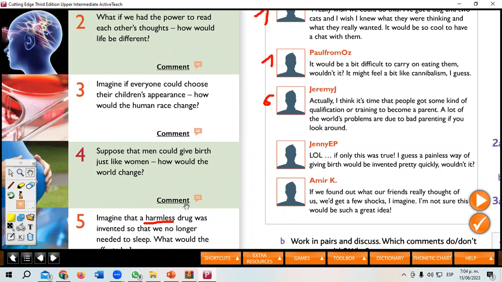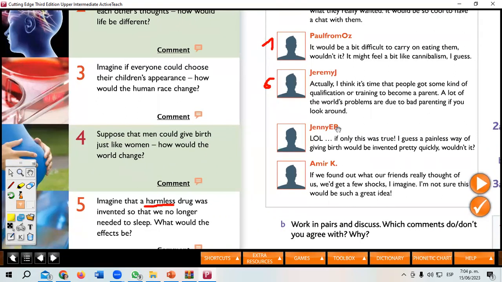Okay, let's see. Maybe Carlos, you can read the next comment. Jenny? Yes, teacher. If only this was true, I guess a painless way of giving birth would be invented pretty quickly, wouldn't it? What do you think it's referring to?